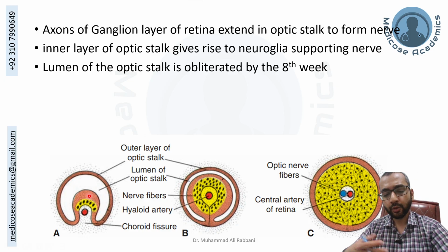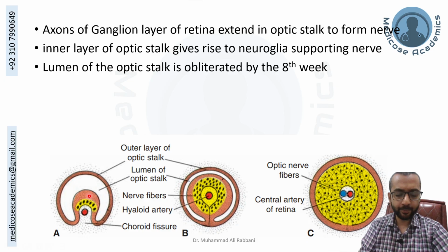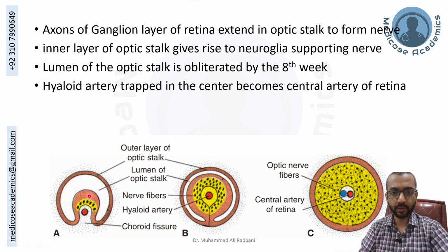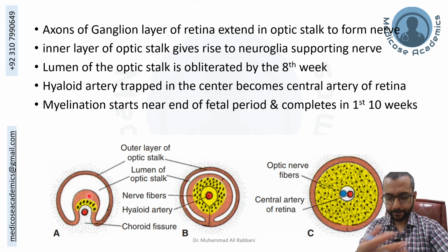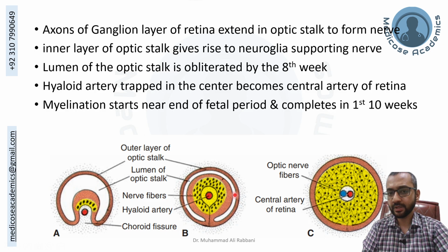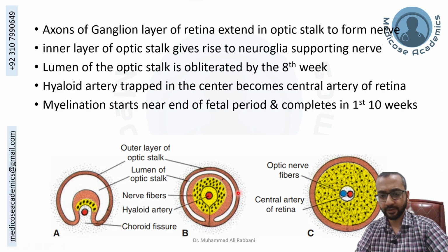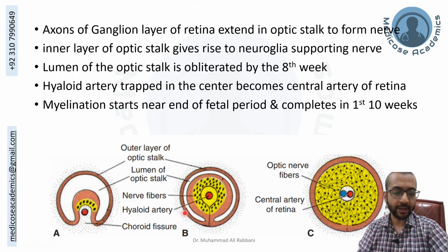And the oligodendrocytes: some say that they develop here, but some say that they migrate from the optic chiasm and move on to the eye afterwards. This myelination starts in the fetal period in the last few months, and it goes on until it is completed by the 3rd month, by the 10th week of human life.